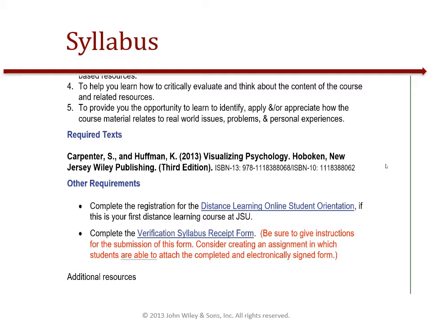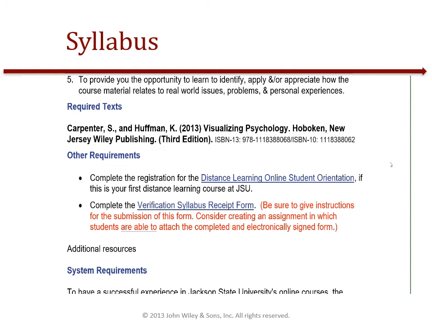So the textbook that you're expected to use will be Visualizing Psychology, and that's by Carpenter and Huffman, and it's from Wiley. Now, I have seen this textbook on Amazon for those who want to rent. You can also go to Wiley to be able to rent the text as an ebook as well.